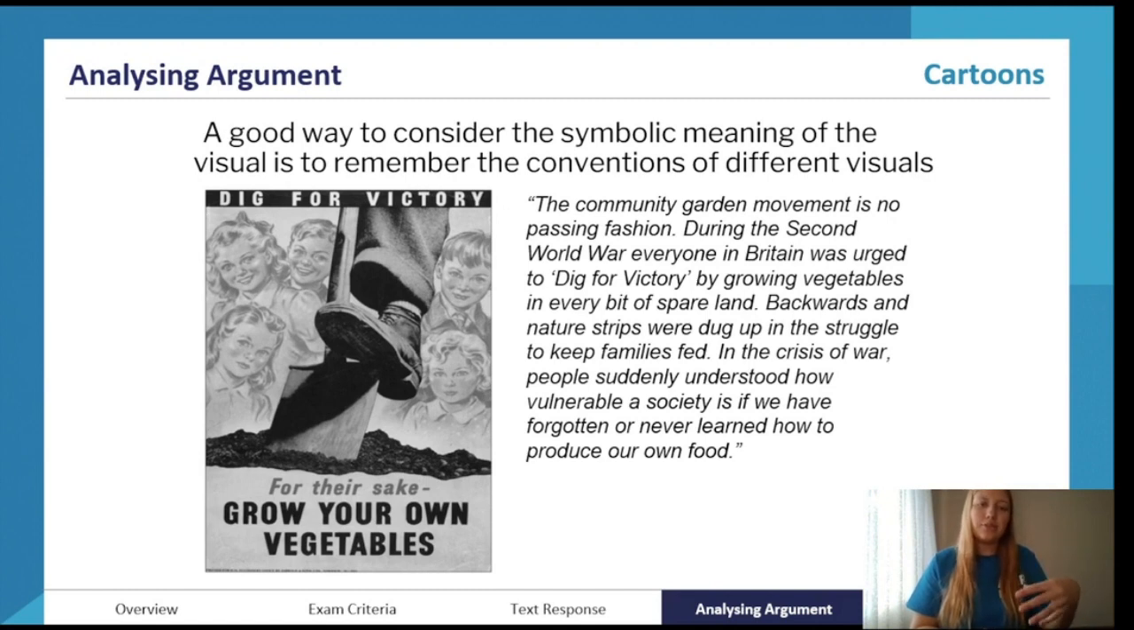The shovel with the foot is showing that we're trying to dig the ground to plant more seeds and grow agriculture everywhere. Backyards and nature strips were dug up in the struggle to keep families fed. In the crisis of war, people suddenly understood how vulnerable a society is if we have forgotten or never learned how to produce our own food. And then we might go to discuss the image further.